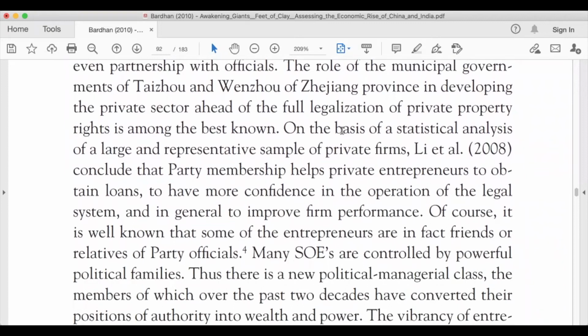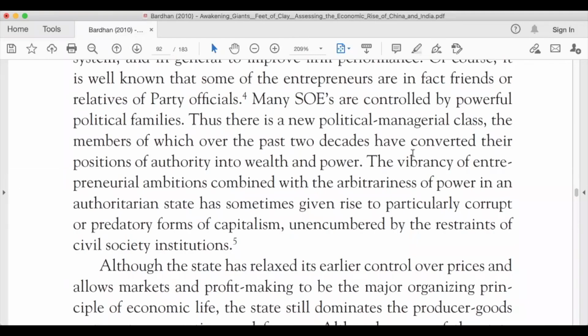On the basis of a statistical analysis of a large and representative sample of private firms, Li et al. conclude that party membership helps private entrepreneurs to obtain loans, to have more confidence in the operation of the legal system, and in general to improve firm performance. Of course, it is well known that some of the entrepreneurs are in fact friends or relatives of party officials. Similarly, many state-owned enterprises are controlled by powerful political families. Thus, there is a new political managerial class, the members of which over the past 2 decades have converted their positions of authority into wealth and power. So this nexus of wealth and power is an extremely important one to follow in all political economy discussions.